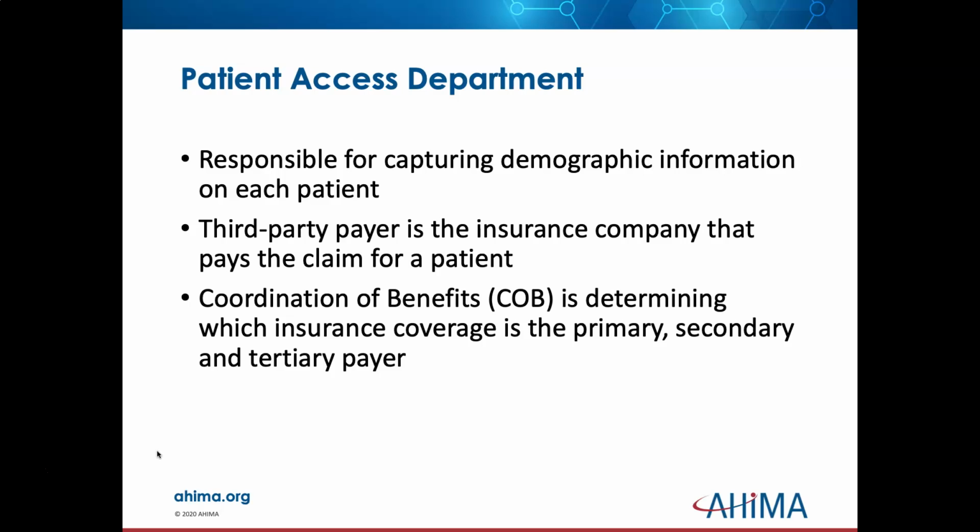Coordination of benefits, or the COB, is determining which insurance coverage is the primary, secondary, or tertiary payer. Because some people have 3 different insurances or 3 different payers that will pay their claim. Most people have 1, maybe 2, but some people have 3. And one of the things that they need to do during insurance verification is this coordination of benefits.